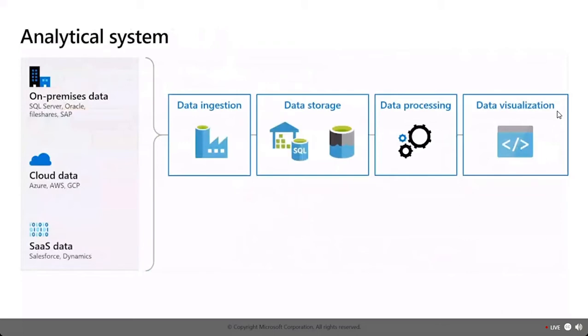So to process and analyze this data, we must first store the data into some repository of some sort. And this repository could be a file store, it could be a document database, or it could be a relational database. And then we have to transform and process this data because the raw data might not be in the format that is suitable for querying.